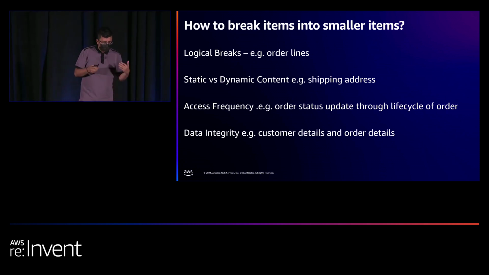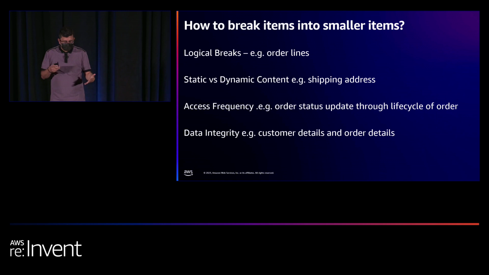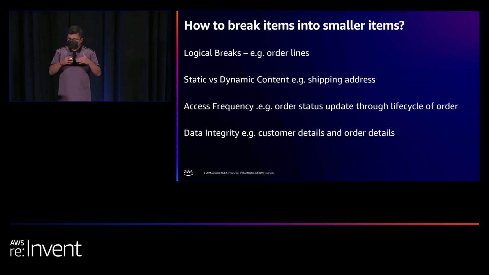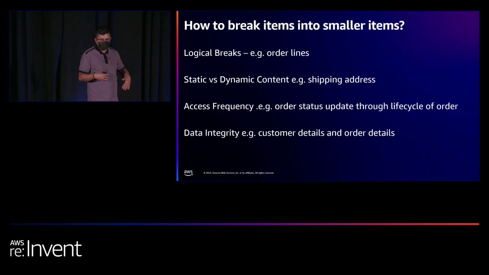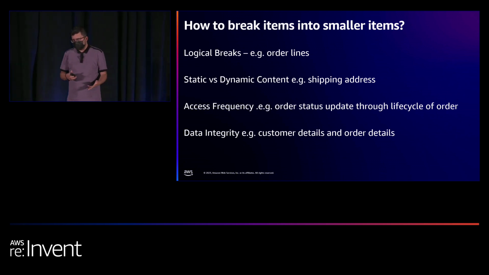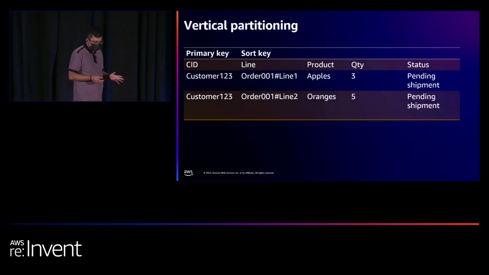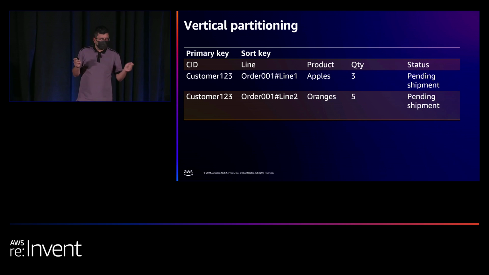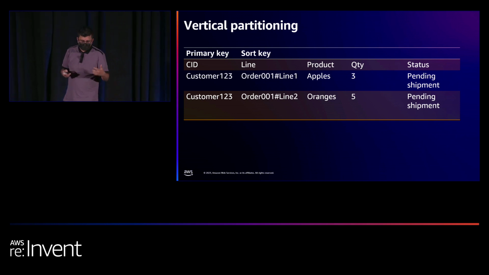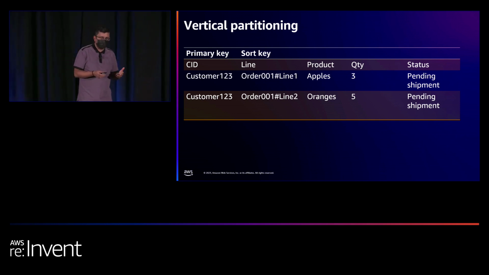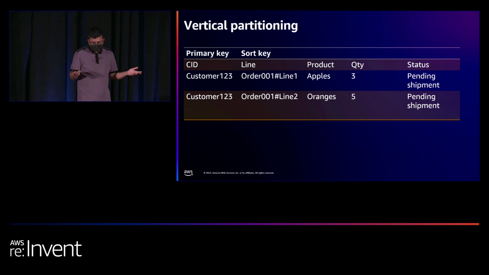And then the last one, data integrity. You want to ensure that all the customer details and order details, whatever you're storing, you store them as related entities, so that you can pull them together if you are looking for a consistent view of your data. Because if you have multiple items, you do a query, and you might have to paginate those, right? This concept is called vertical partitioning. So in this example, the big order document that I had, I've split it up into separate order lines. Apples is one, oranges is one, and I'm storing quantity as well. And then there is status, which is pending shipment right now.